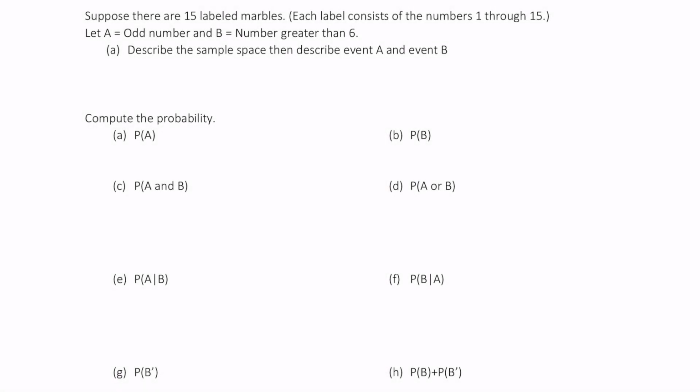Welcome. In this video, I'm going to show you how to compute some additional probabilities. So suppose there are 15 labeled marbles. Each label consists of the numbers 1 through 15. Let event A be an odd number is drawn, and event B is a number greater than 6 is drawn. So let's go ahead and describe the sample space, event A and event B.